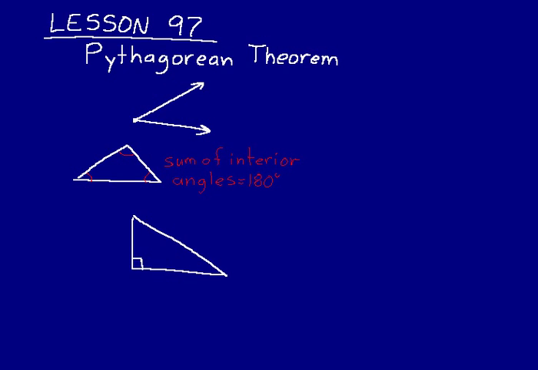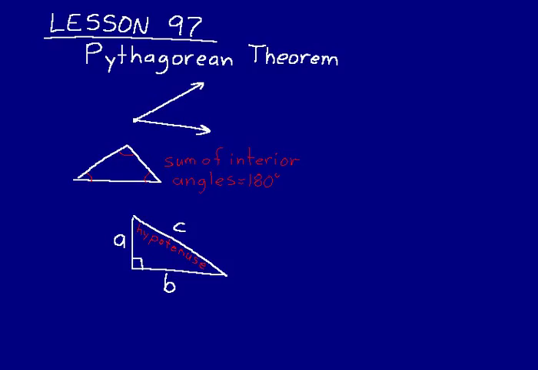Now, right triangles, those are triangles that have one angle that's a 90-degree angle, and we designate that by putting a little box at the corner. And we could label the sides. We could call this side A, this side B, and this side C. Now that side that's opposite the right angle, that's always the longest side of a right triangle, and it has a special name. It's called the hypotenuse.